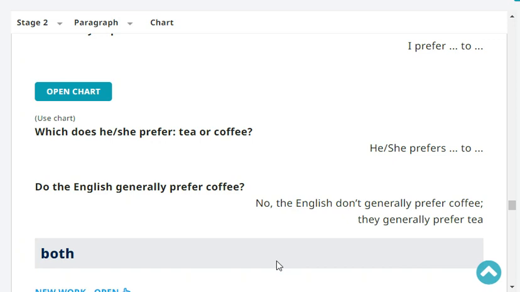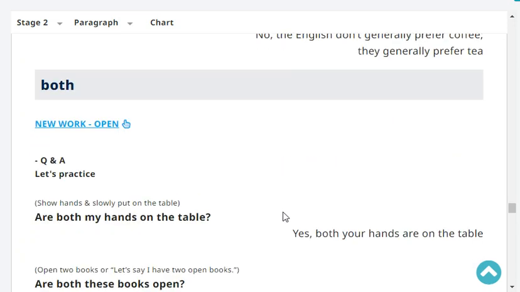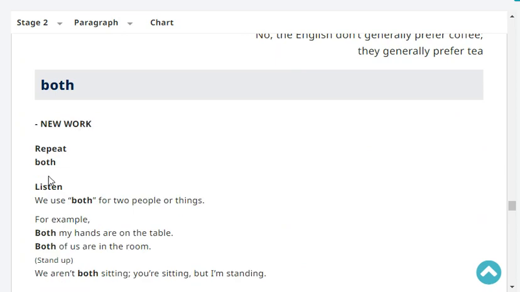Very good. Do the English generally prefer coffee? No, the English don't generally prefer coffee. They generally prefer tea. Very good. And that's the end of our revision. Let's have new work. Okay, so repeat: both.